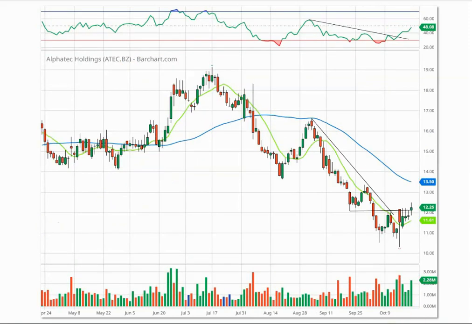Finally, we get to the stocks. The first one is Alpha Tech Holdings, ATEC. We've got a high here of just over $19 back in mid-July, and it had a real problem. It's been down since. Downward trend, found support at 13.5. So we're talking what, $5.50. Bounces up from there, $5.50 from 16.5, 11.